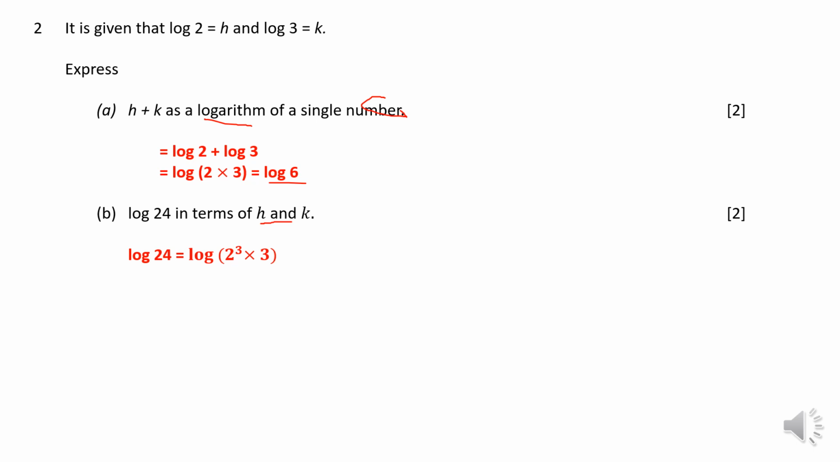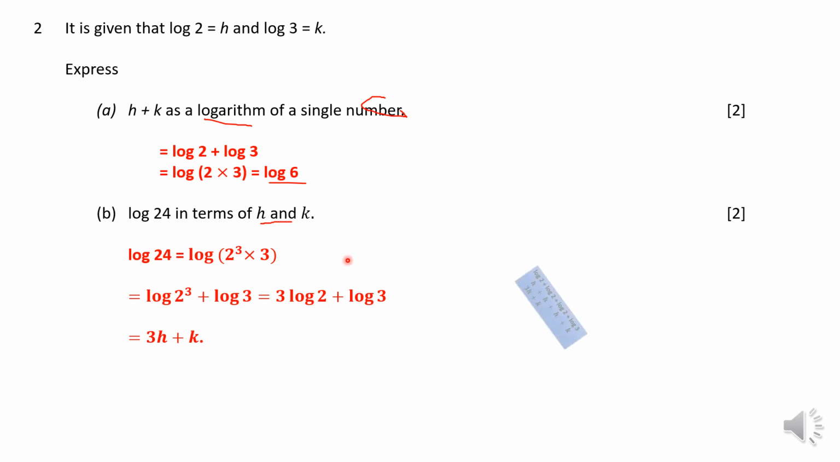When you do that, you arrive at log in brackets 2 cubed times 3. I know that I can write them separately as log 2 cubed plus log 3. That gives me the 3 in front. Remember your power law, that's 3 log 2 plus log 3. I'm nearly done. Now I don't want these log 2 and log 3 here, so I'm just going to replace them with h and k, and it's going to be 3h plus k.